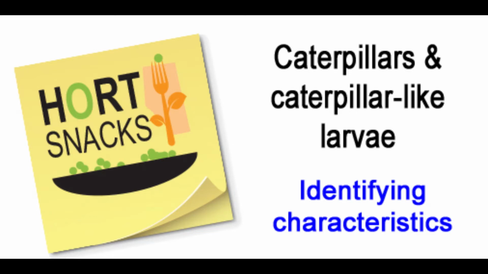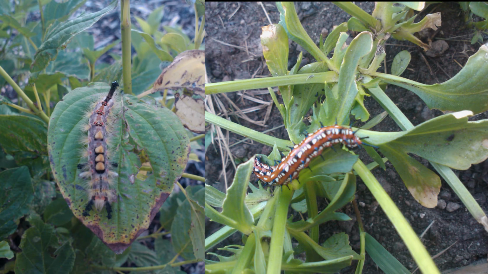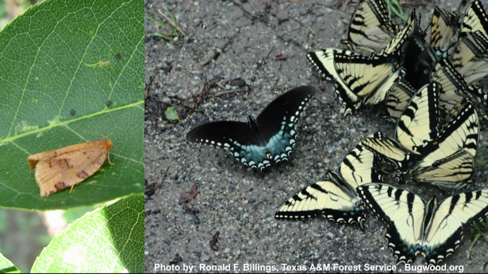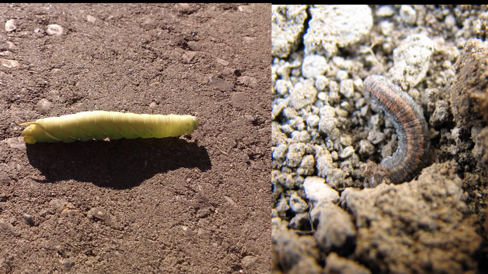When you're out and about in the horticultural world, you're going to run across all sorts of different insects, but one of the ones that's most commonly identified, at least as recognizing it as an insect, is the larval form of butterflies and moths, which is the caterpillar. Now, not all caterpillars are equal.